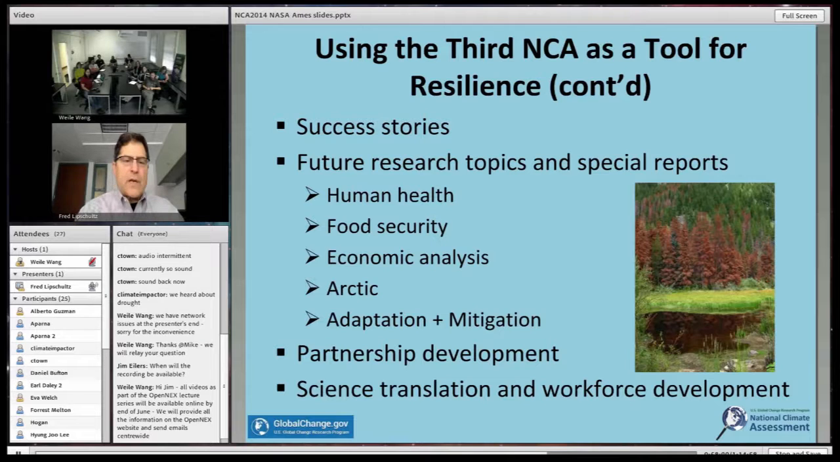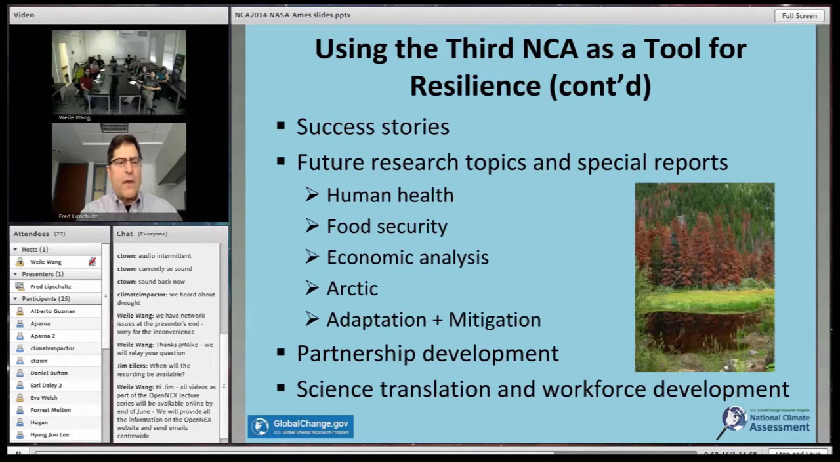I've already mentioned several of these research topics and the special reports that are underway currently, but I want to make the point that there's a whole range of potential for additional ones that can come up from community involvement and from any number of sources that could prove to be extremely useful and exciting for the next assessment as we move forward in the sustained assessment. The same goes for partnership development. We're continuously looking to broaden participation in NCANet, particularly in the business community, and working with them to see how we can best provide the kinds of information that they require.